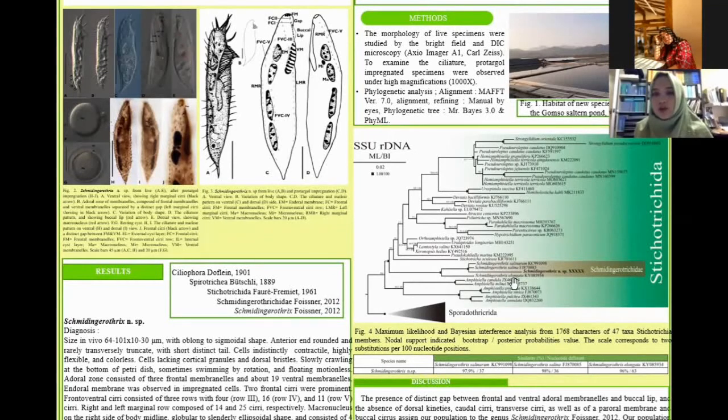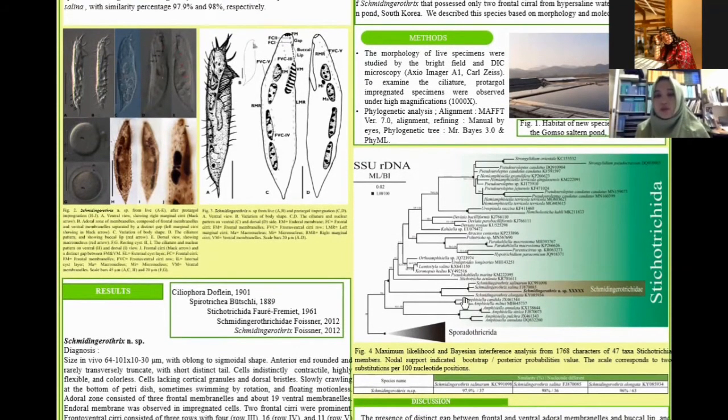And this topology of the 4 species from this genus is supported by the percent similarity and the nucleotide difference, in which we can see that our candidate of new species is closer to Schmidingerothrix salinarum and Schmidingerothrix salina than to Schmidingerothrix elongata. And you can observe that in this tree, there is a polytomy topology that happens within the Stichotrichida members and Schmidingerothrix members.